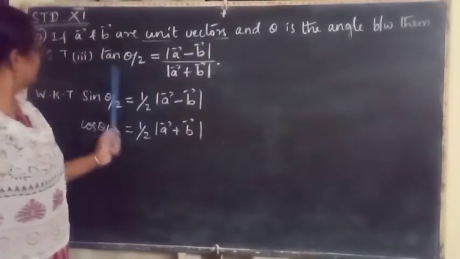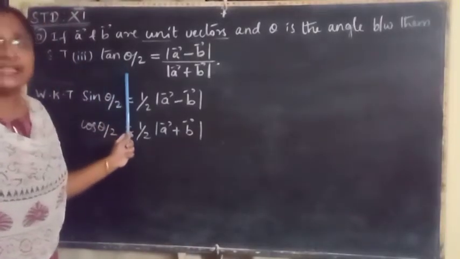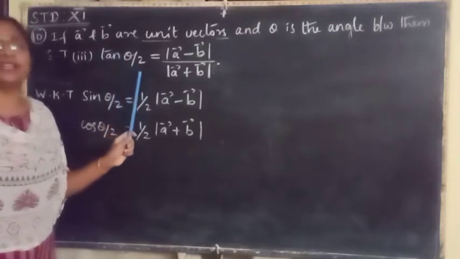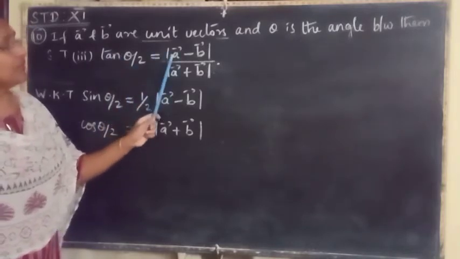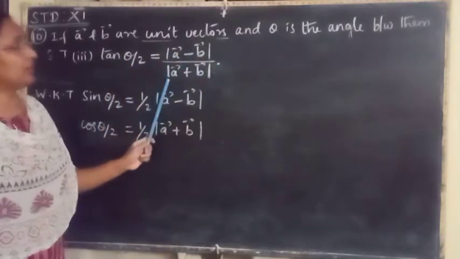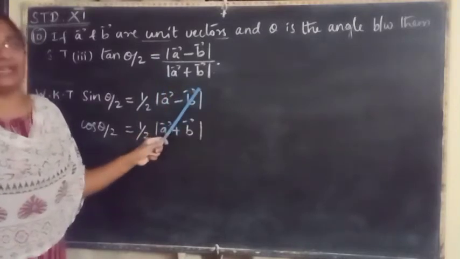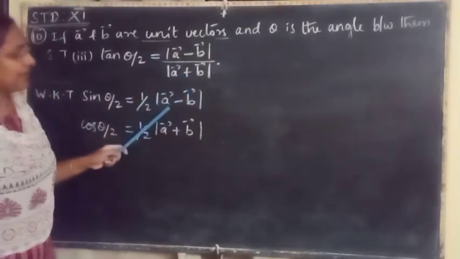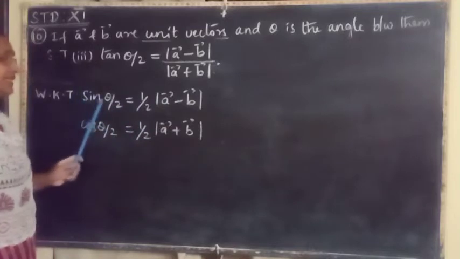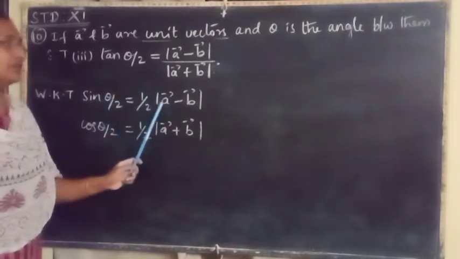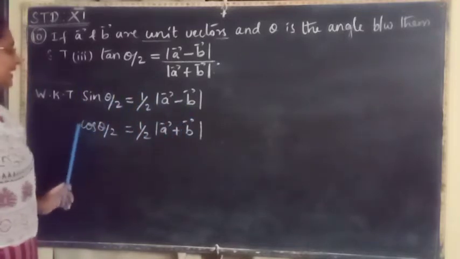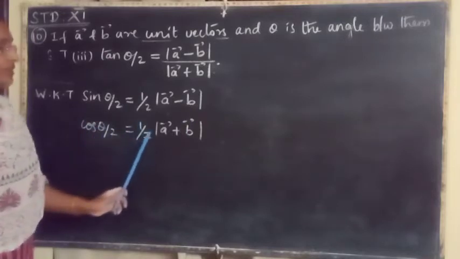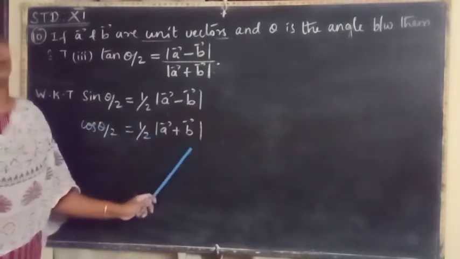Students, shall we continue? Now we are going to prove the third subdivision. Tan theta by 2 is equal to modulus of A vector minus B vector divided by modulus of A vector plus B vector. This is very simple. Already we have proved both the results, isn't it? Sin theta by 2 equal to half into modulus of A vector minus B vector, and cos theta by 2 equal to half into modulus of A vector plus B vector.